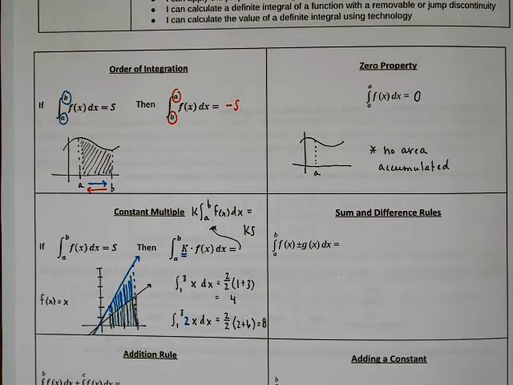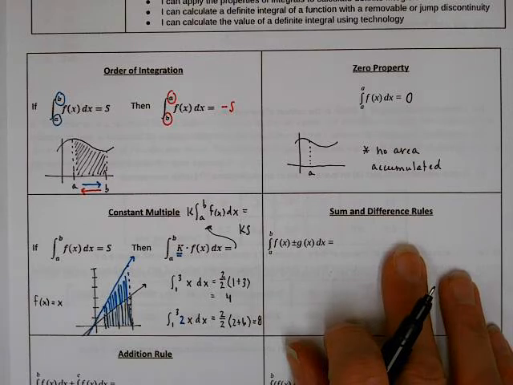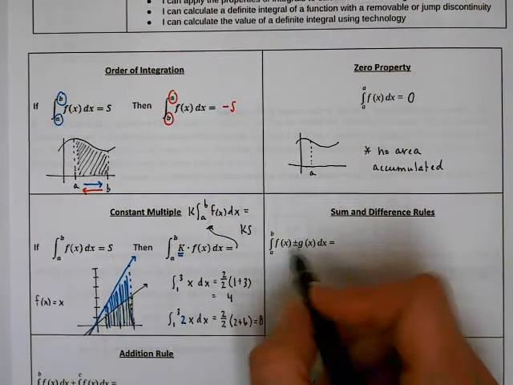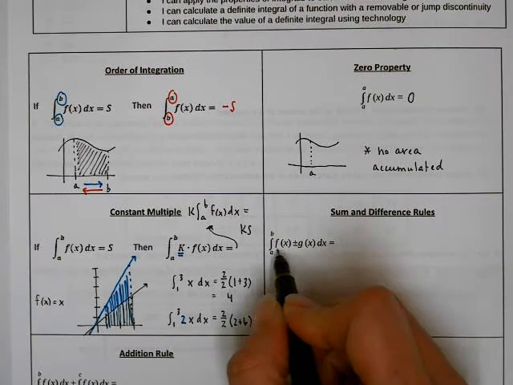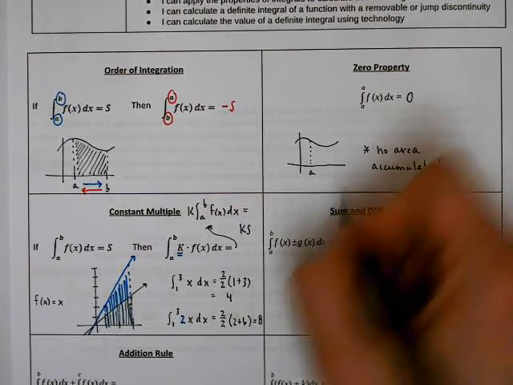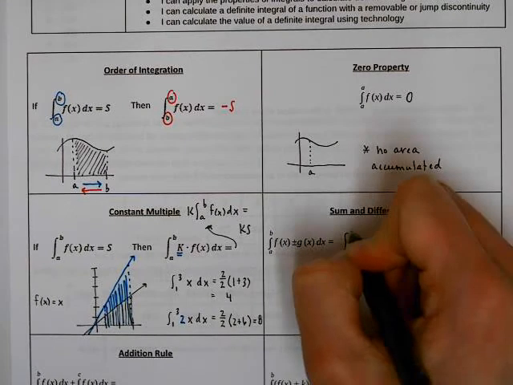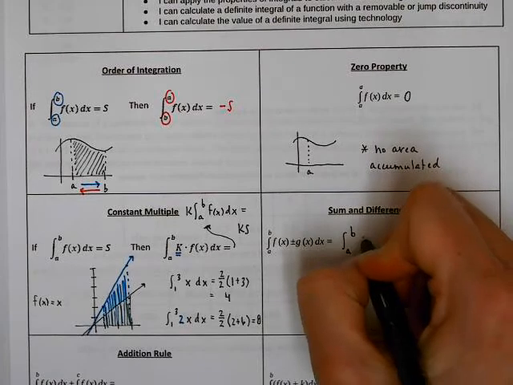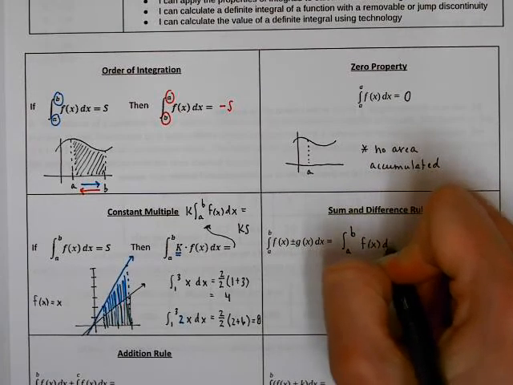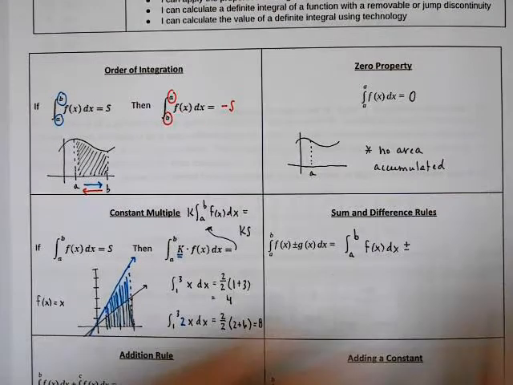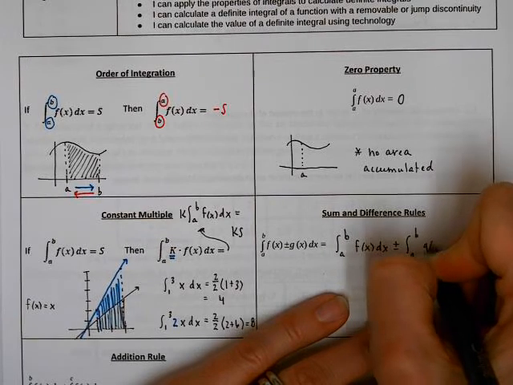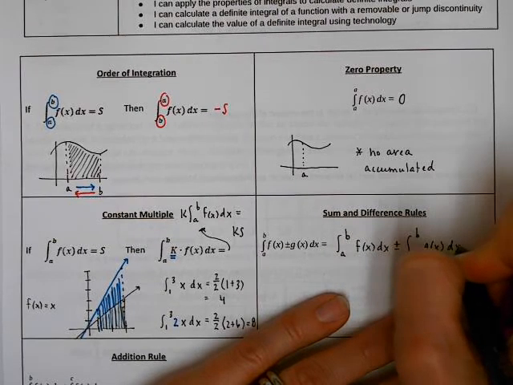All right. The sum and difference rules are pretty straightforward, so I'm not going to really draw those out. If I'm taking the integral of the sum of two functions, that's just going to be the sum of the two integrals. So I could write this, the integral from a to b of f of x dx plus or minus the integral from a to b of g of x dx.